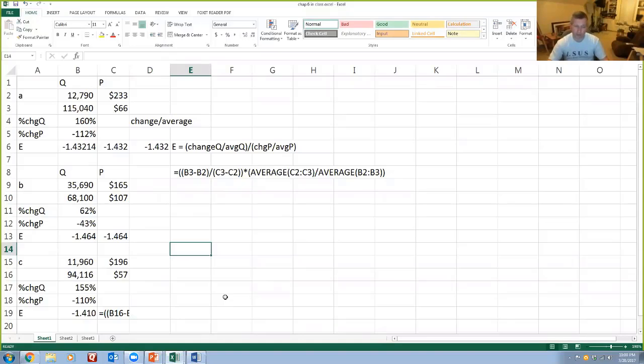So that's what sheet 1 is doing, and I looked through my playlist, and it didn't look like I had a video on calculating arc elasticities. So you might find that useful for making sense of sheet 1 and for making sense of the assignment too.